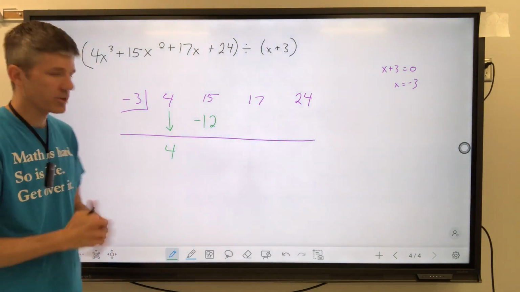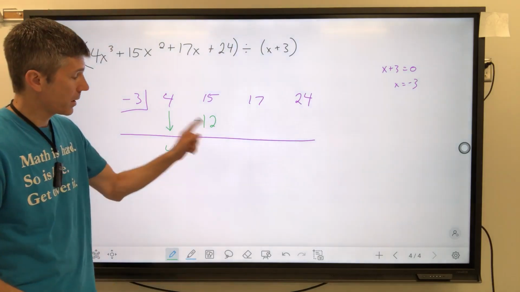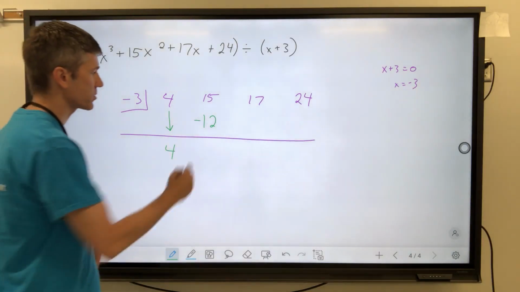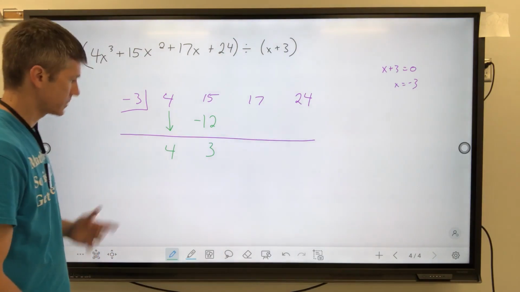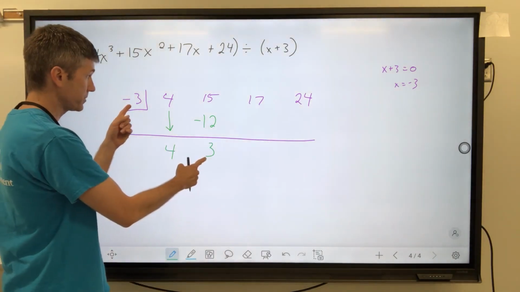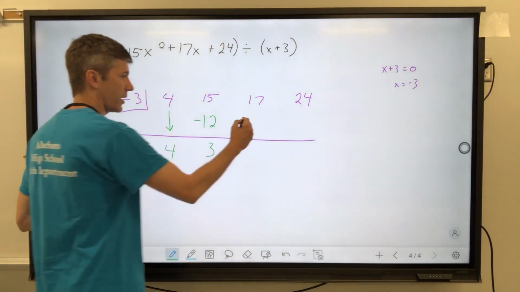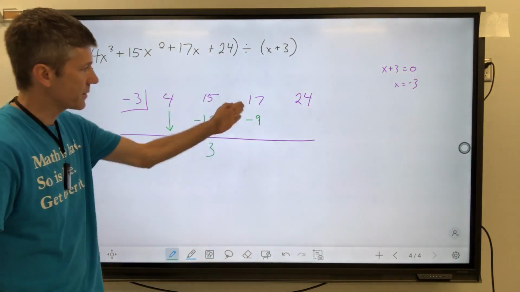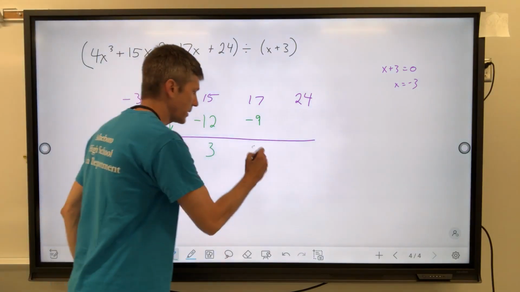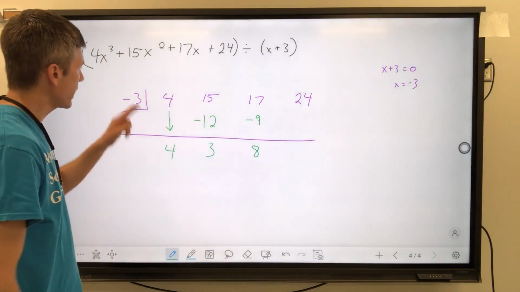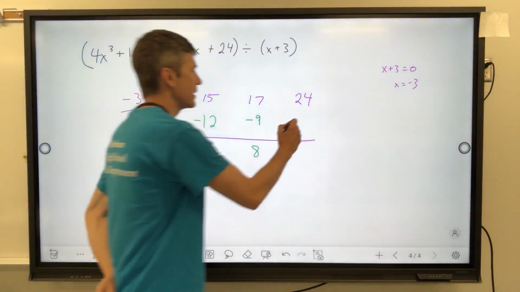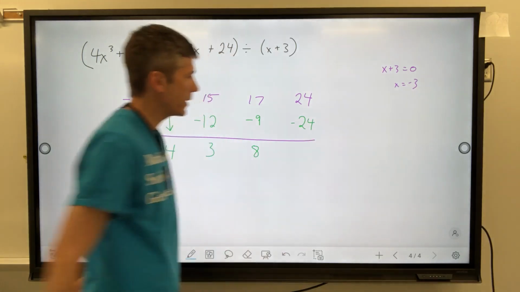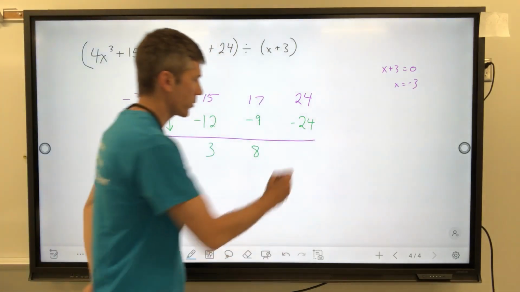All right, what are you going to do with that? We're going to add. 15 plus negative 12, or 15 minus 12, is going to give me 3. All right, multiply. Negative 3 times 3 is negative 9. Put it in the next column over. Add those. 17 plus negative 9 is 8. All right. Negative 3 times 8 is negative 24. And then I will add 24 and negative 24, and it gives me 0.